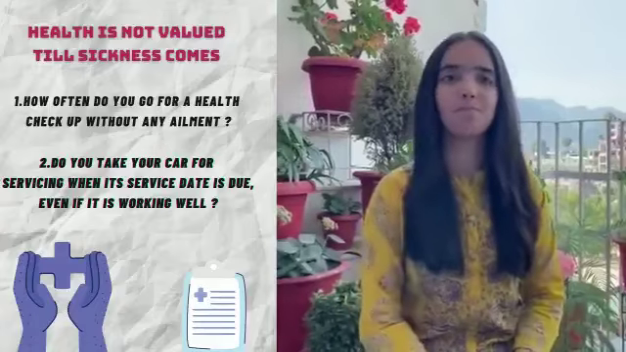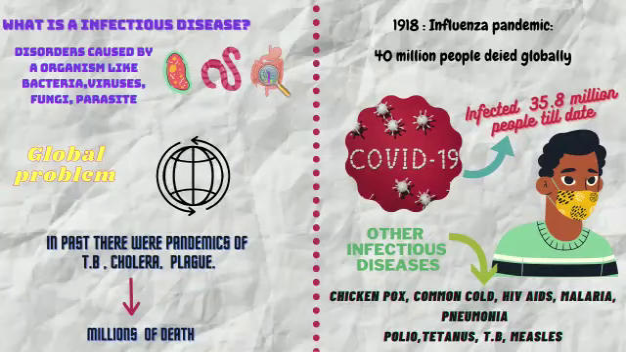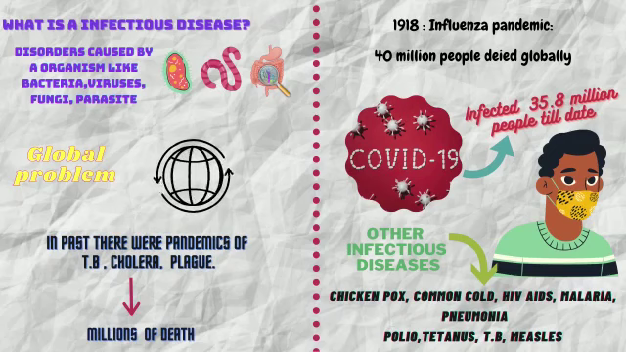So let's get started. Firstly, let's see what infectious diseases actually are. Infectious diseases are disorders caused by organisms like bacteria, viruses, fungi, or parasites. Many organisms live in and on our bodies. They are normally harmless or even helpful, but under certain conditions, some organisms may cause disease. Infectious diseases are a global problem and in the past used to be the leading cause of death. Smallpox and measles viruses are amongst the oldest viruses that infect humans. There were large pandemics of TB, cholera, and plague that caused millions of deaths around the world.